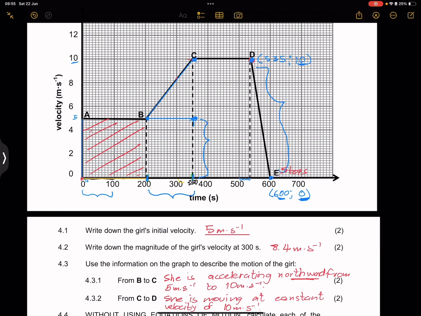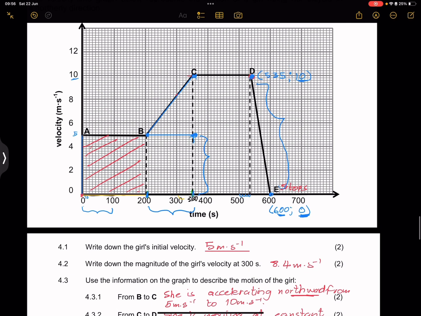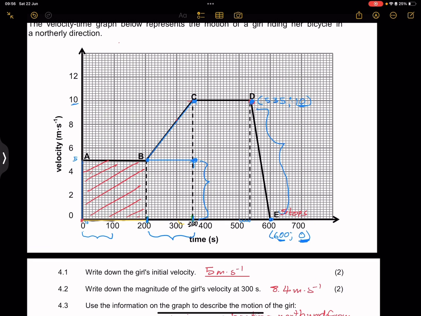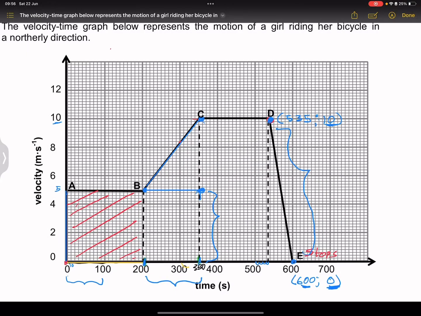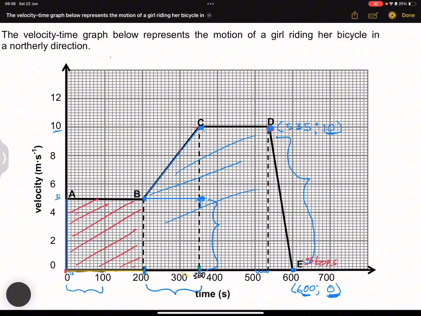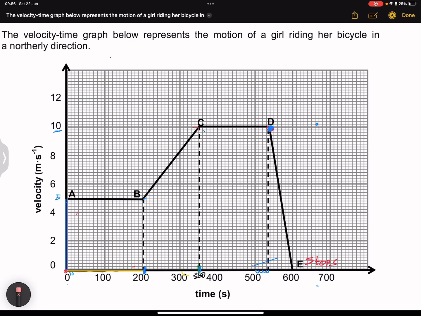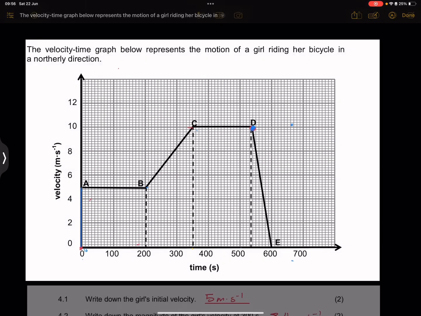And so, ladies and gents, that is how we come to the end of this question. Of course, there were so many other things that they could have asked. They could have asked the total distance she has covered, and we would have taken the area underneath the entire graph to calculate that. But that is essentially how we answer questions on velocity time graphs. In our next video, we will be looking at the position time graph.